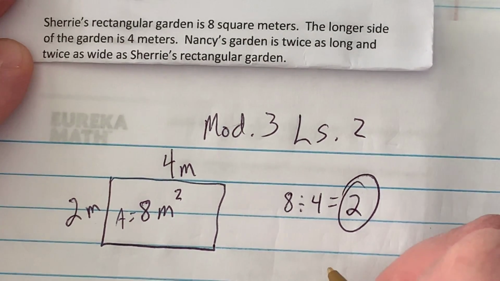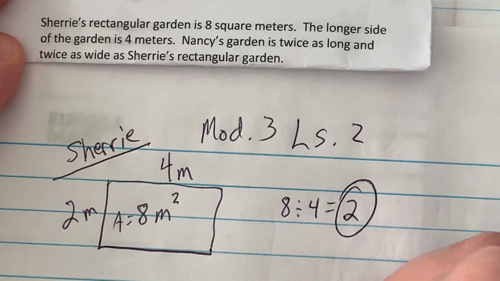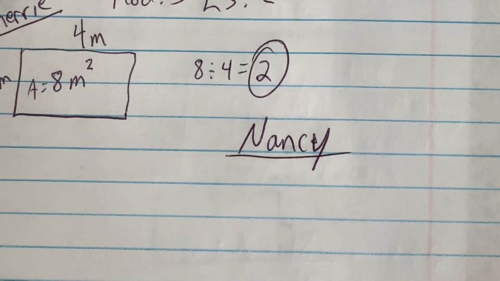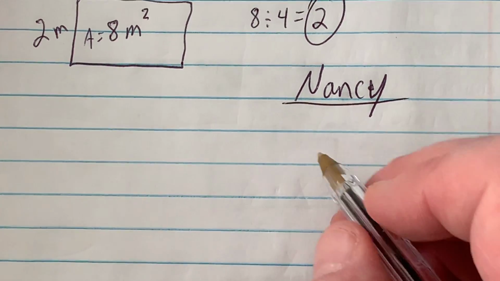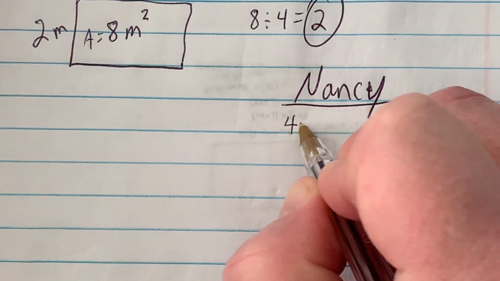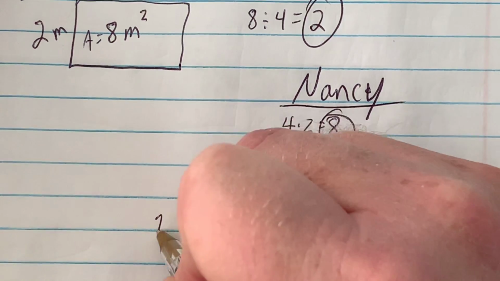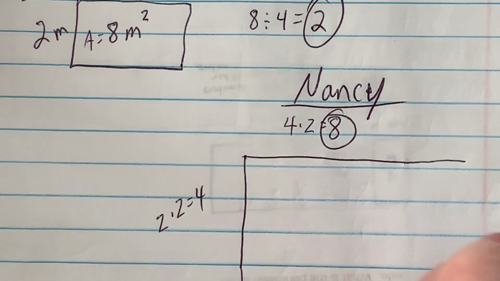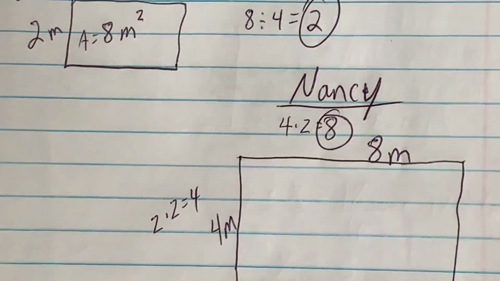Okay, so here's Nancy's garden. Let's put this as Sherry. And here's Nancy. Okay? So Nancy's garden is twice as long and twice as wide. Okay, so let's see. Width is 4 times 2. So this is 8. And then 2 times 2 equals 4. Okay, so it's 8 meters here and 4 meters here.